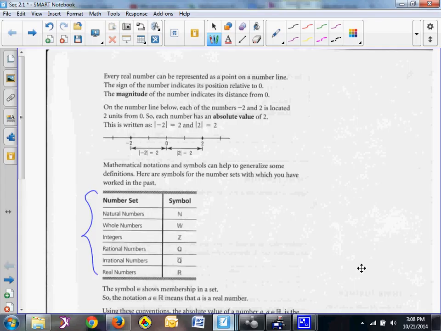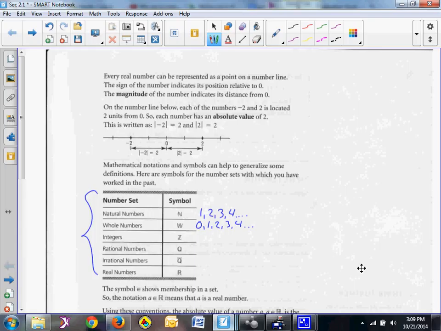When we talk about natural numbers, they're denoted with the big capital N, and those are our counting numbers. So it would be 1, 2, 3, 4, etc. Okay, no fractions, no decimals. Whole numbers are very similar to natural numbers. Actually, they are the natural numbers with one more additional number, which is 0. Okay, again, no decimals, no fractions.